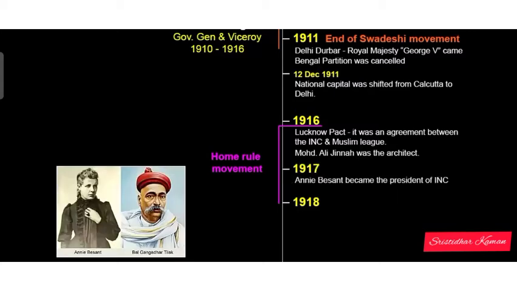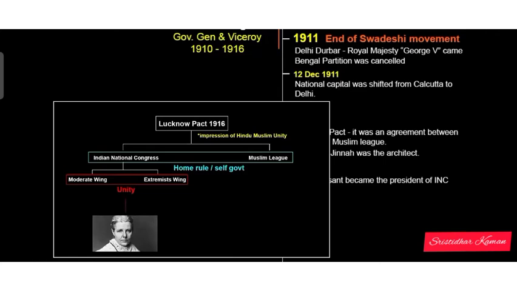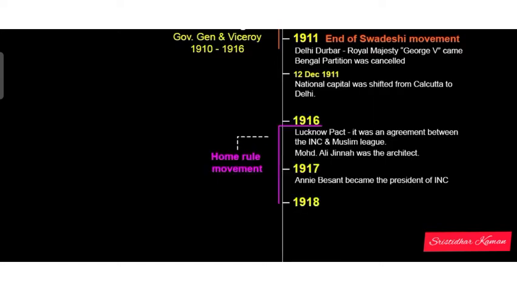Annie Besant became the president of the Indian National Congress in 1917. She played an important role in the unification of the moderate and radical wings of the Indian National Congress, as well as unity with the Muslim League. So this Home Rule movement or self-government idea was an outcome of the Lucknow Pact of 1916. And as we know, the architect of the Lucknow Pact was Muhammad Ali Jinnah.